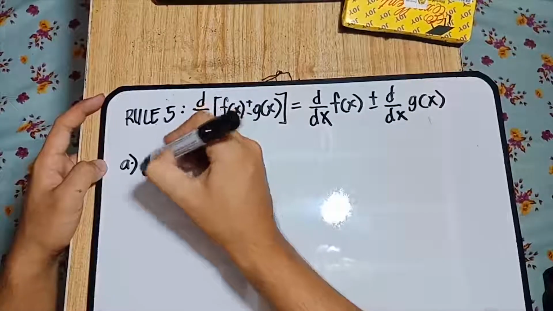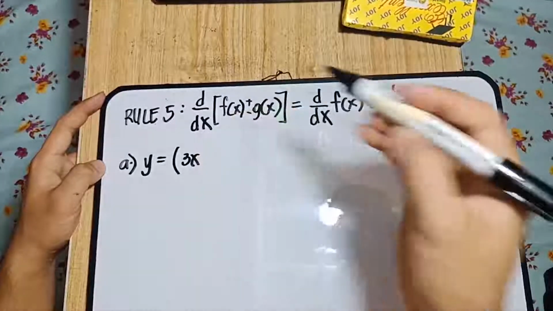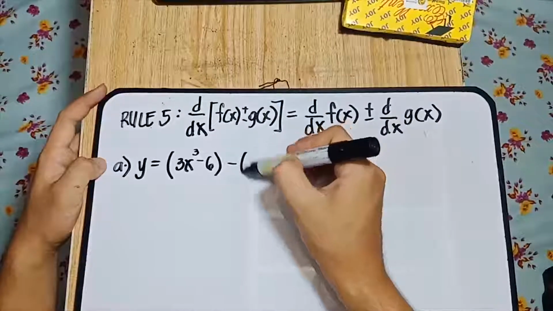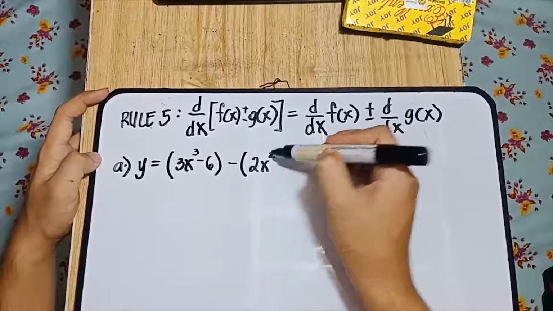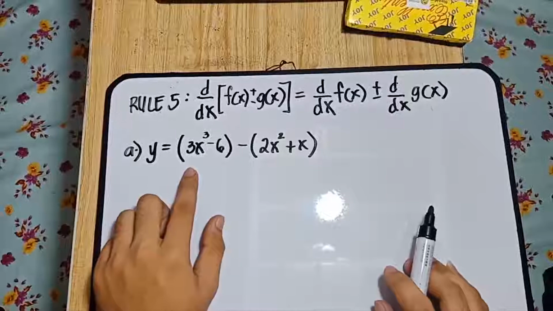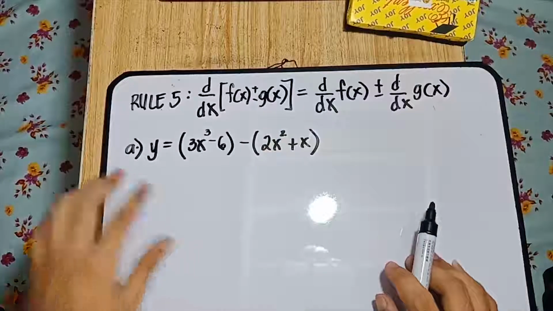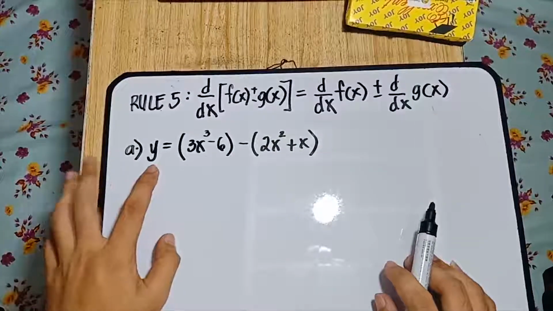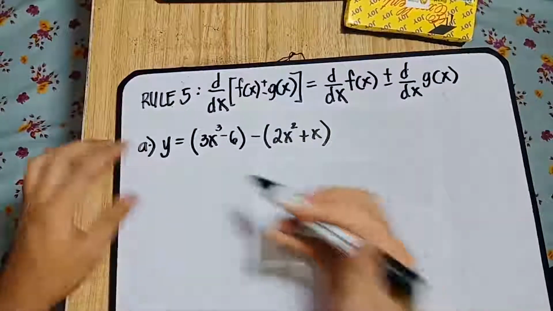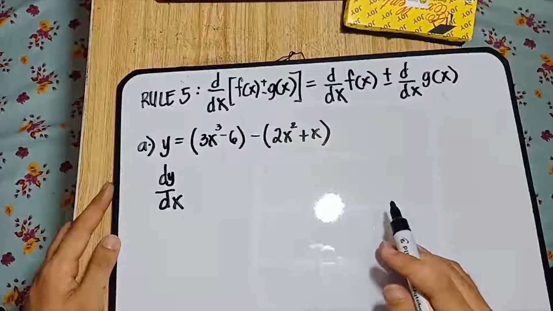Say, for example, we have y equals 3x cubed minus 6 minus 2x squared plus x. So, let's say, for example, meron tayong ganyan given. Then, you are required to solve for the derivative or the dy over dx. So that is the derivative of y. So let us now differentiate. So the derivative of y is dy over dx or y prime.